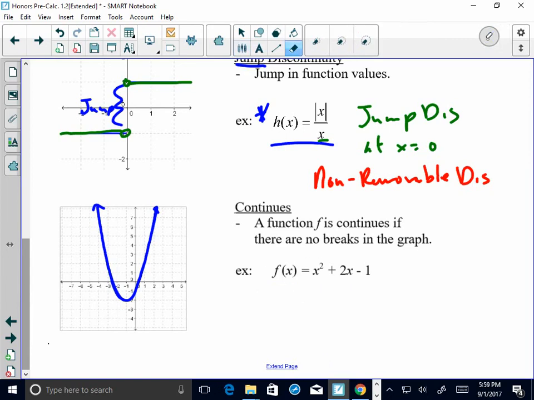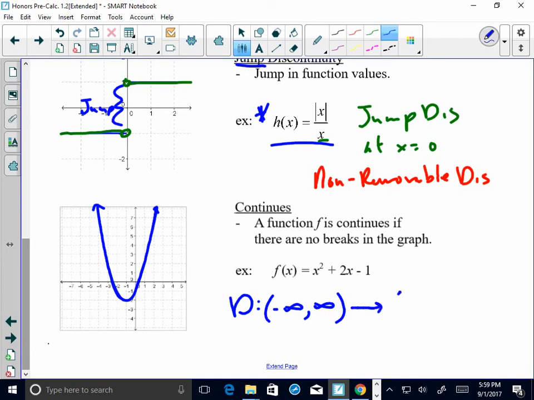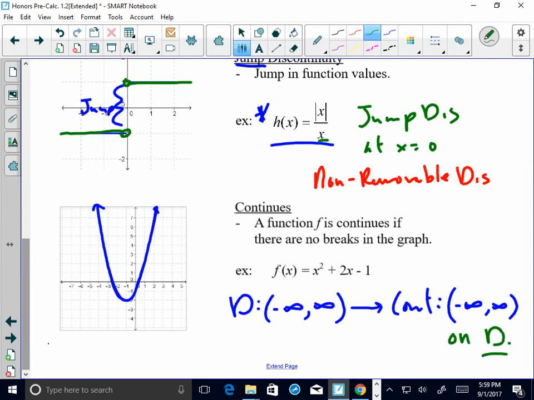Now, we know that the domain of this function is negative infinity to positive infinity. We're defined everywhere on the x-axis because we have no domain restrictions that we're violating here. We're also saying that we're continuous from negative infinity to positive infinity. And in general, if we're continuous on the entire domain, we can just state that. We can say continuous on domain, which we can abbreviate with just D.